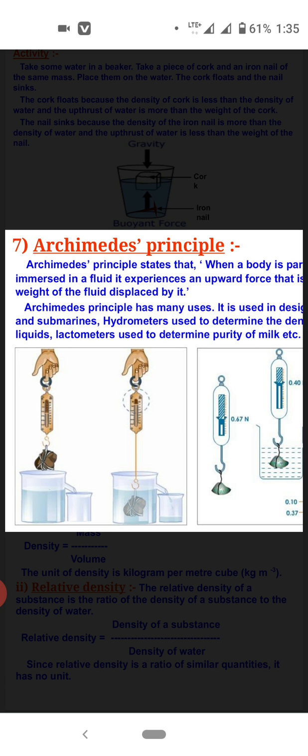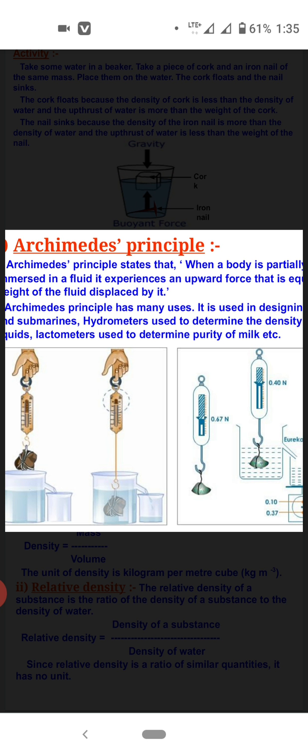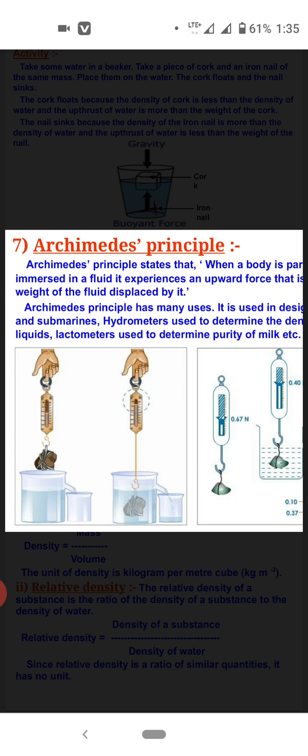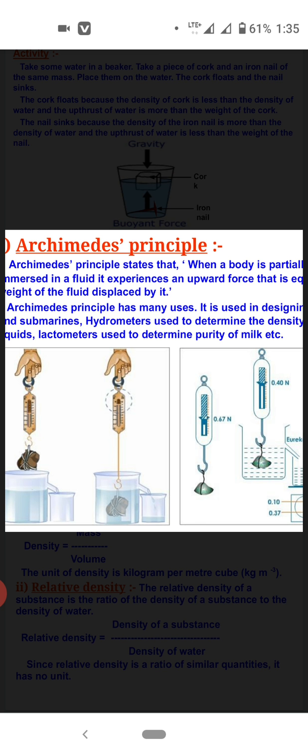Firstly, take a piece of stone and tie it on the end of a rubber string or a spring balance. Then suspend the stone by holding the balance or a string as shown in the figure. Now slowly dip the stone in the water in a container.